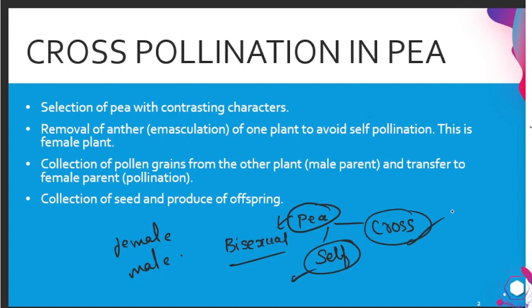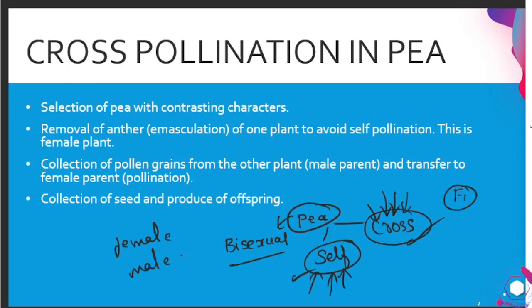Now we studied how self-pollination occurs. When you get the F1 progeny, you can easily have self-pollination. If you leave the plant as it is, self-pollination will surely occur. But when you do cross-pollination, you need to be very careful. There are a few steps that you have to follow while doing the cross-pollination.